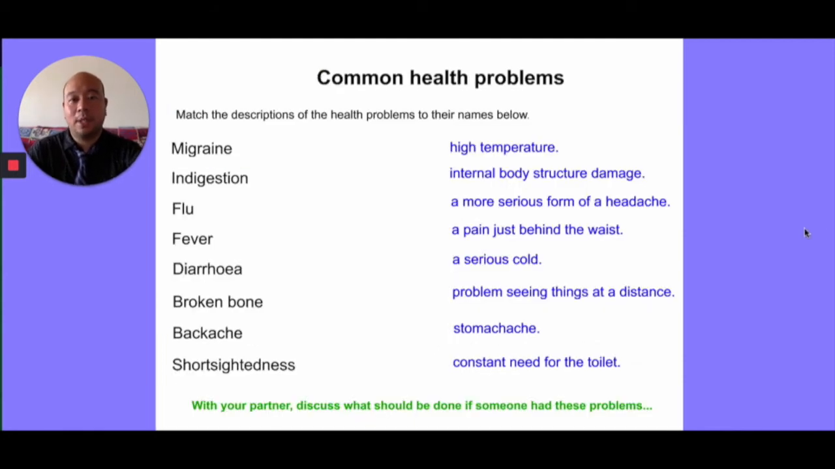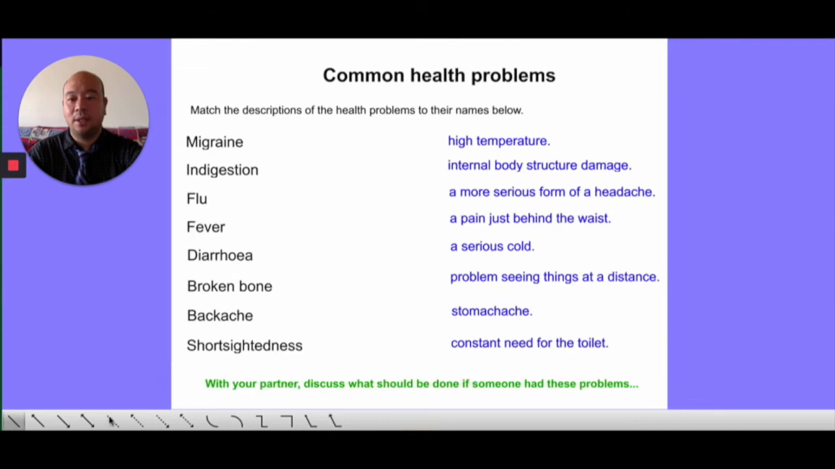Okay, so we looked at places. Let's take a look at some common health problems. Here on this screen, we have the problems on the left-hand side in black, and then the meanings on the right-hand side in blue. Let's see whether you can match them correctly to each other. Okay, if you want to try yourself, pause the video now. Okay, let's have a look at this together, shall we?